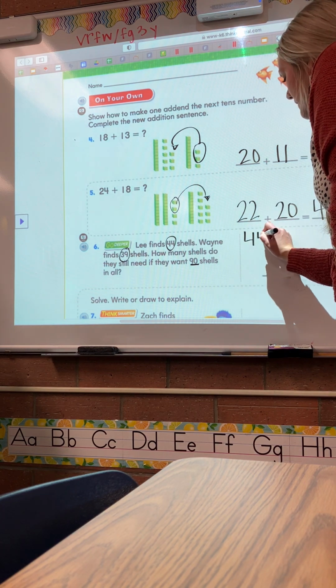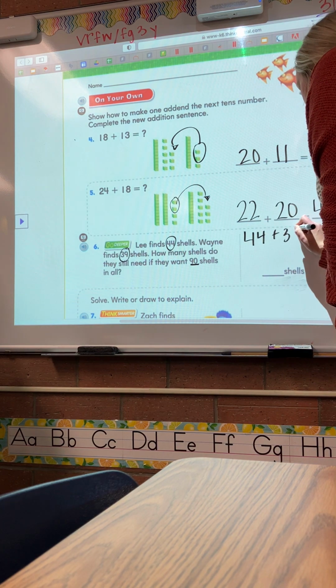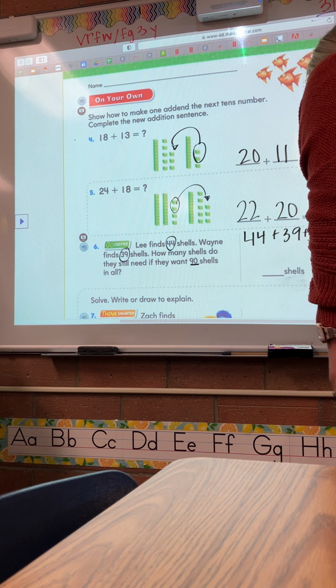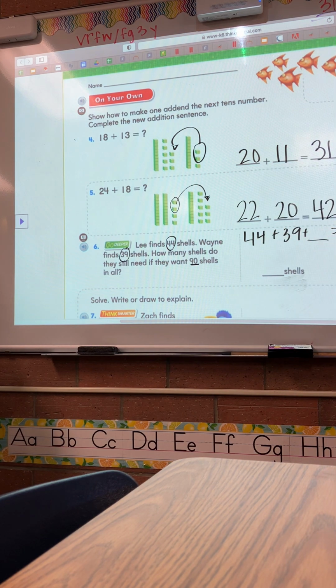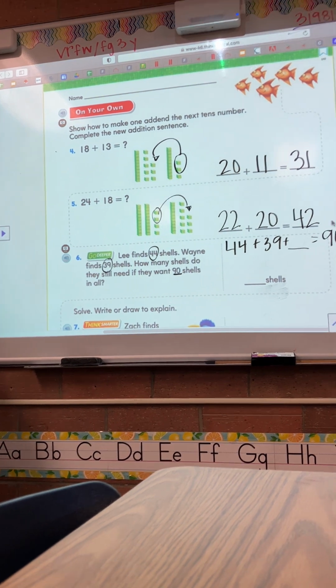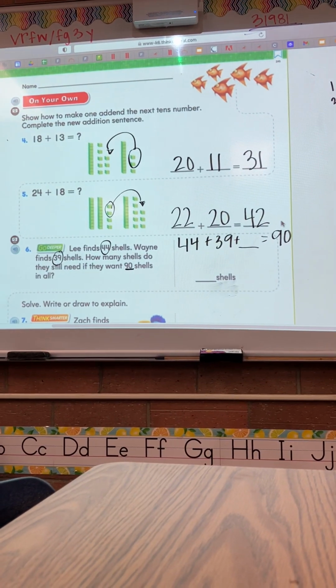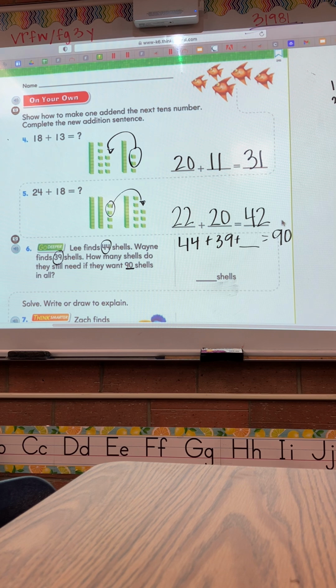So friends, Lee finds 44. Wayne finds 39. I'm still missing an addend in my addition sentence, and at the very end, I want my sum to equal 90. Okay, so there is a missing part in this math equation. Lee finds 44. Wayne finds 39. They want to have 90 altogether, so how many do they still need to find?